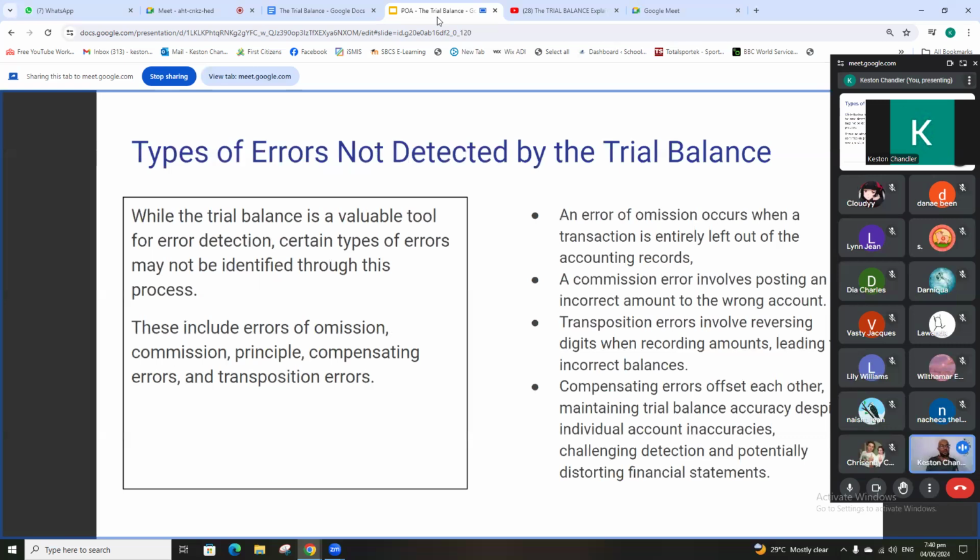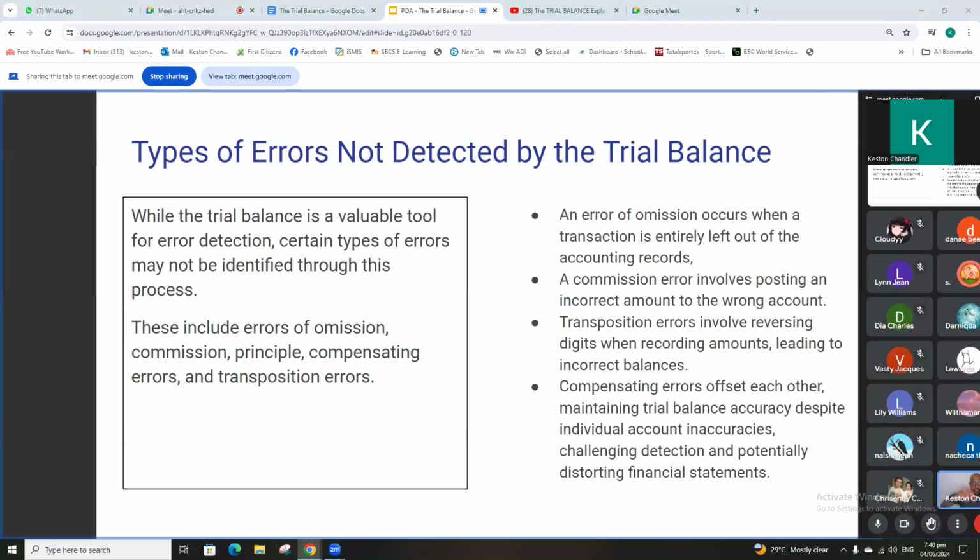An error of omission happens when we totally forget the transaction, right? No source document came in, or you were in the middle of doing something, you went for lunch, you come back and you pick up somewhere else, and you entirely forget to enter the transaction, right? The trial balance is not going to know that you forgot to do it, right? Error of commission involves putting the incorrect amount to the wrong account, right?